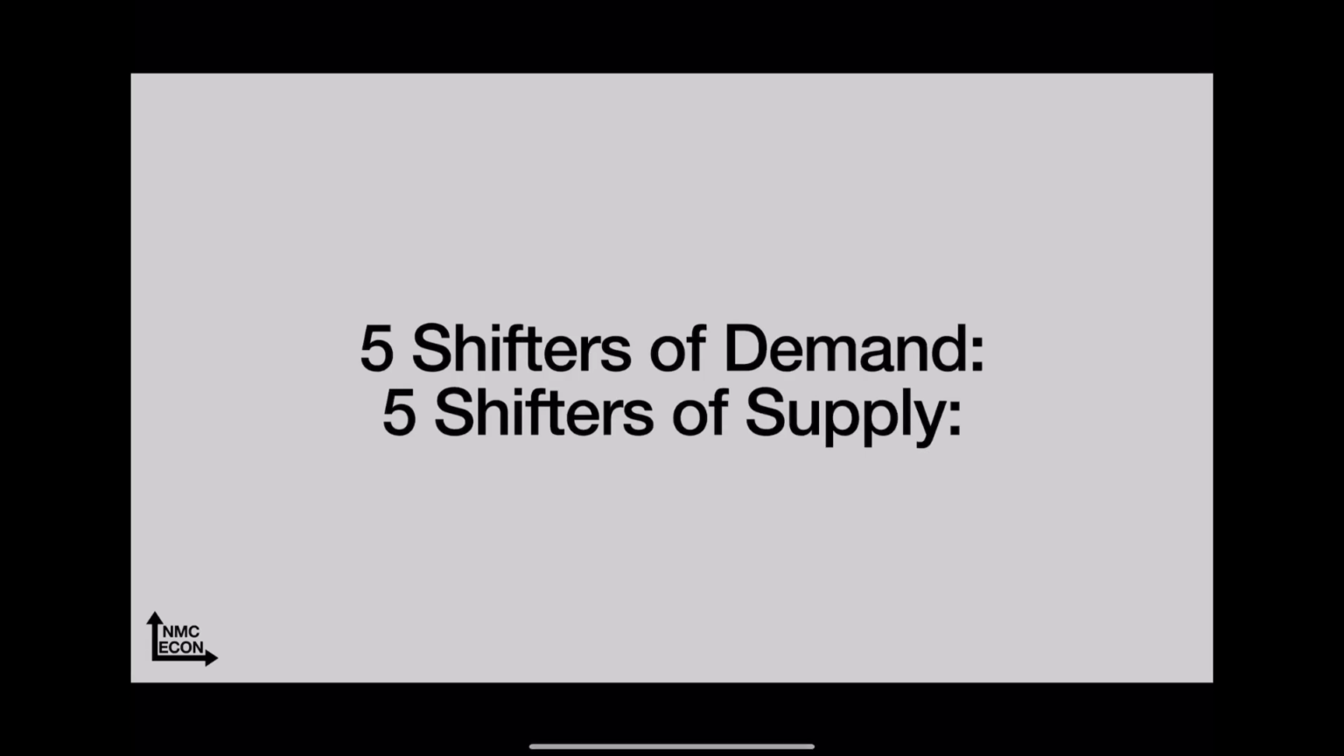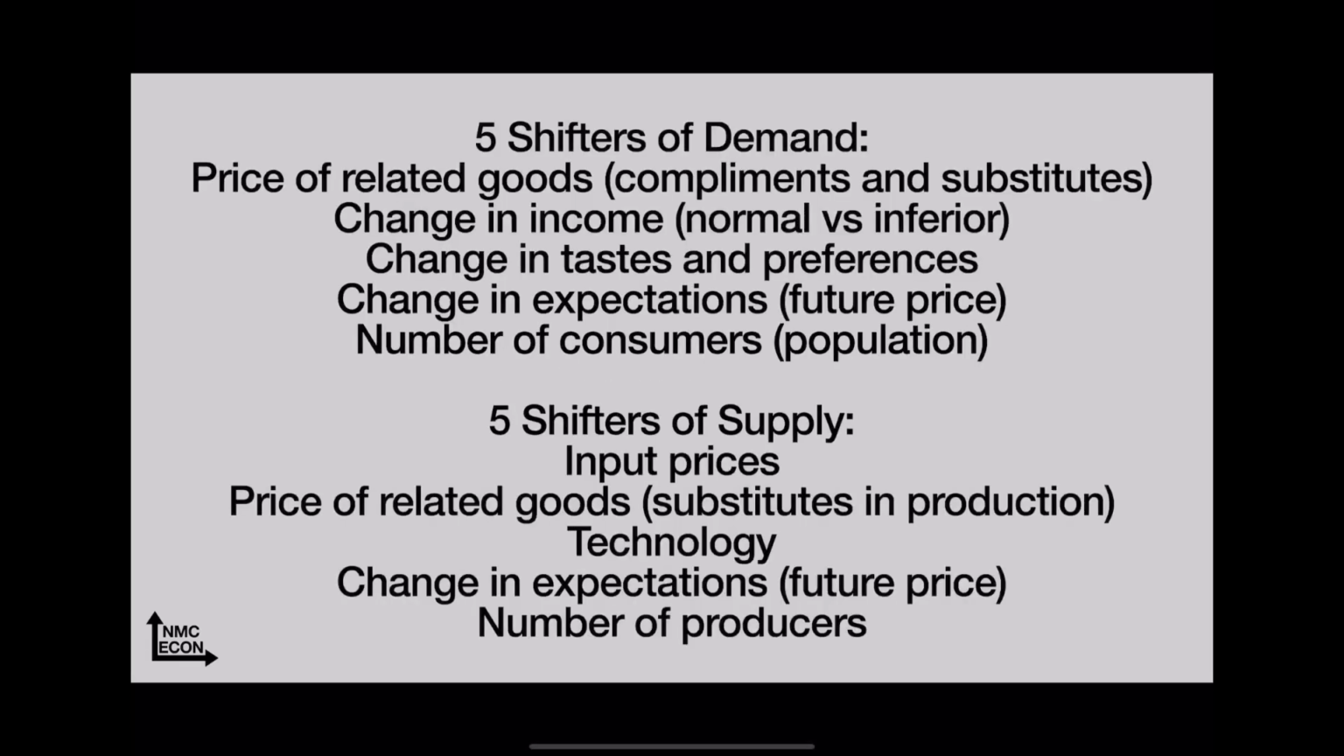Remember the 5 shifters of demand and the 5 shifters of supply. These are really important. Starting with demand, price of related goods. This is complements and substitutes. Change in income, normal versus inferior goods rules apply there. Remember those. Change in tastes and preferences could be caused by advertising or preferences like maybe a health study comes out that shows that a good is really healthy to consume or something.